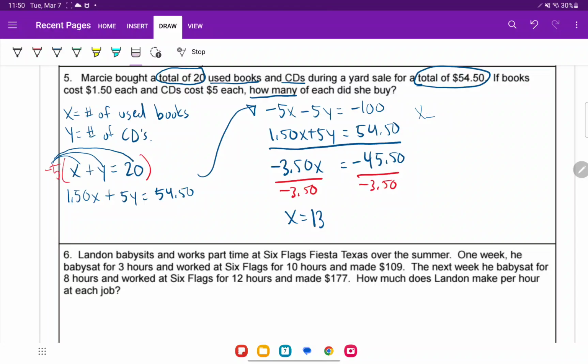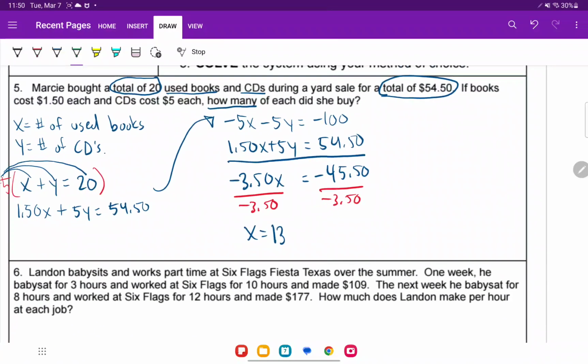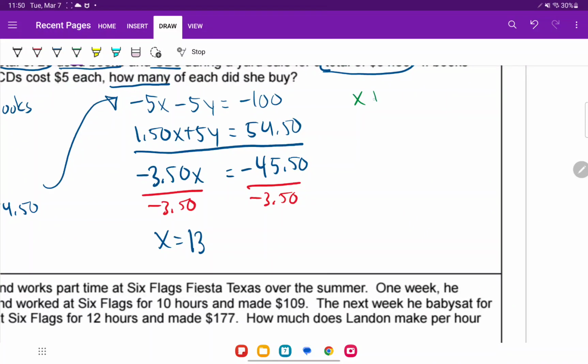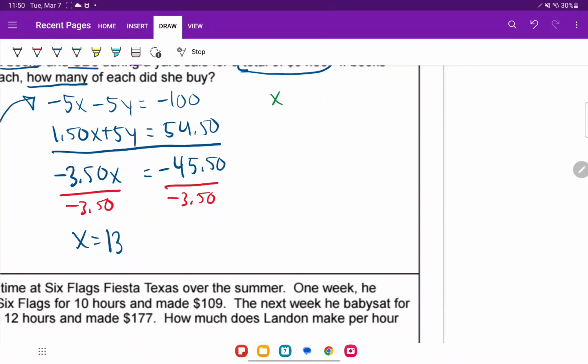Sorry, let me erase that. Change the color of this just so we can see better. So we have x plus y equals 20. We're going to substitute in the 13 for x. Let's go ahead and subtract this 13 over. And we get that y is equal to 7.